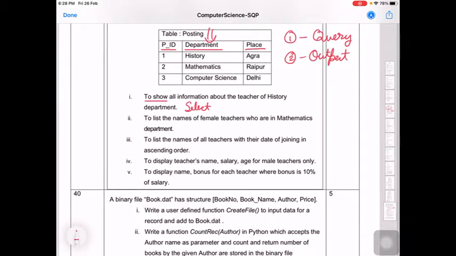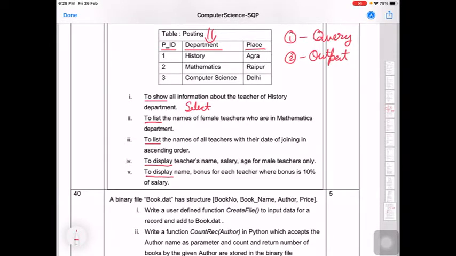Clear? Because sometimes there are confusions on the select and update. Whenever you have to change something in the database, then you will go for the update command. But when you are facing words like to show, to list, to display, these words mean the use of select is to be made. So you have converted this part into your SQL query.